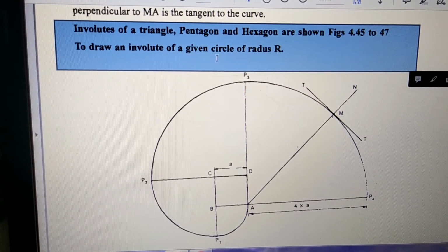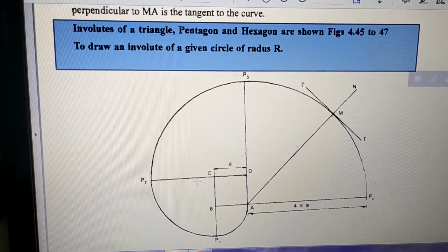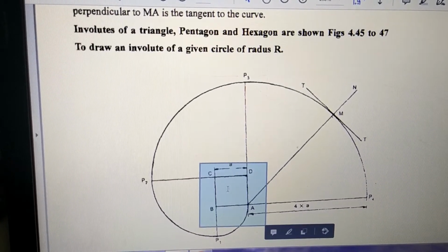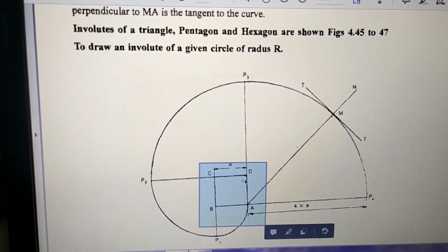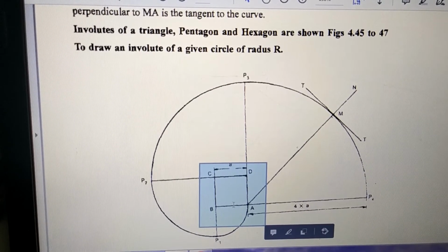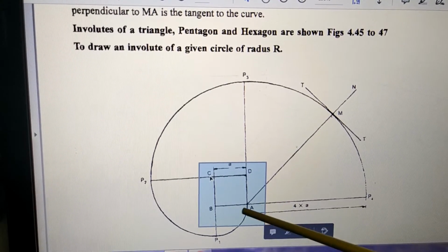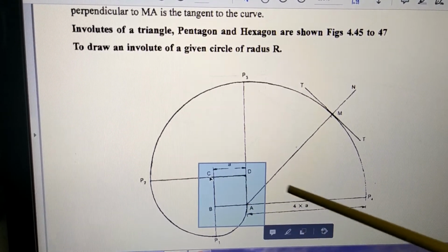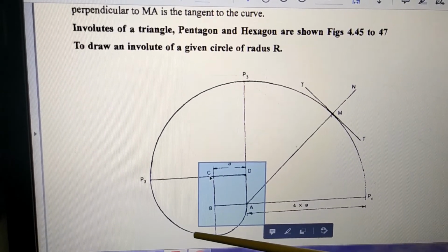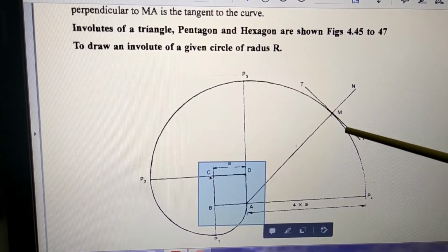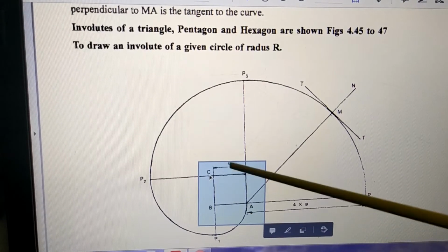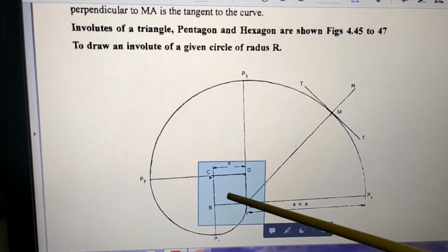Now what we are going to do is, we are looking at this figure. In this figure, the involute is drawn for a square. So they have drawn one square A, B, C, D. This ABCD is a square that is drawn, and this curve that is drawn is called the involute curve for this square. So this involute curve is drawn for this square.